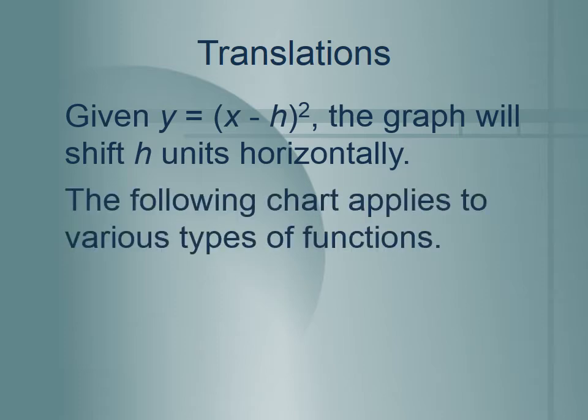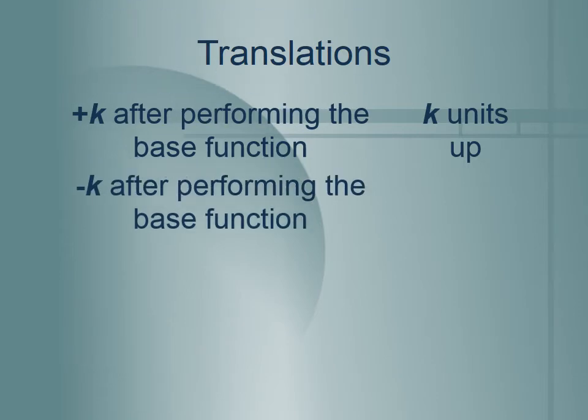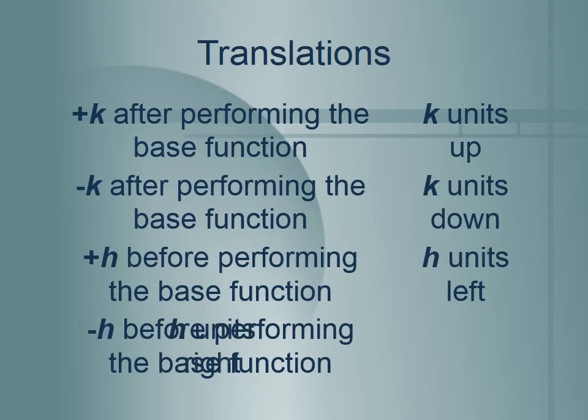So let's look at a chart so that we can learn all of the translations. If you have plus k after performing the base function, you're going to move up k units. Minus k, you're going to move down k units. If you have a plus h, you're going to go h units left, but if you have minus h, you're going to move h units right. So remember, k happens after the x squared, and the h is going to actually happen before you square it.